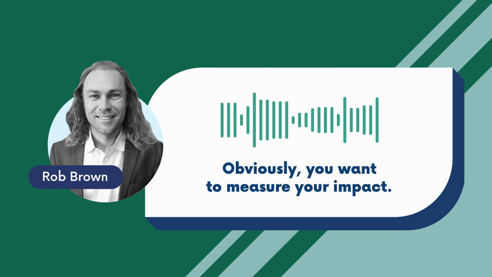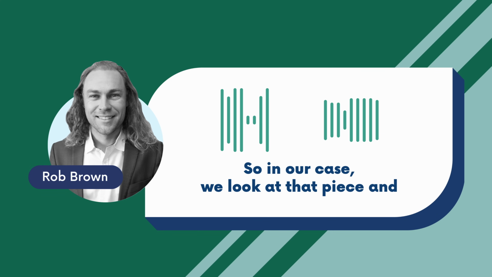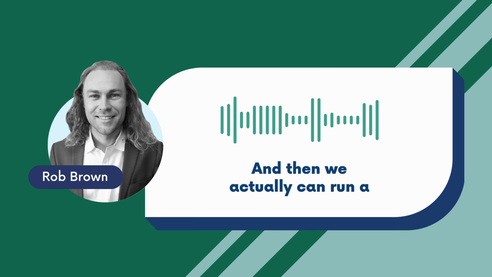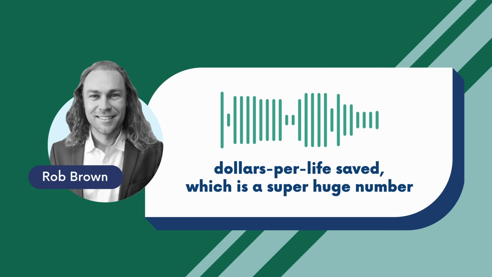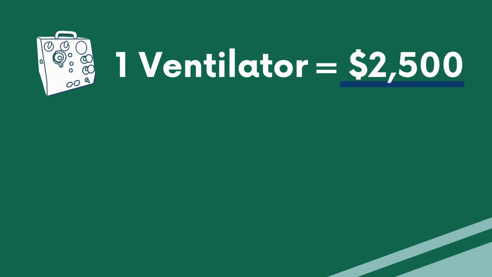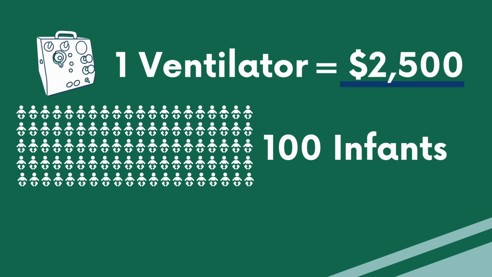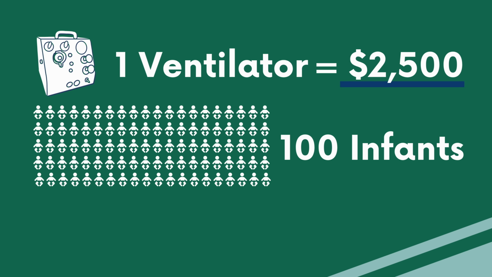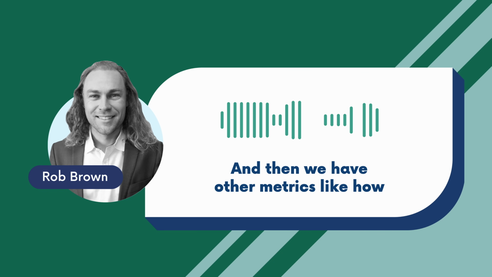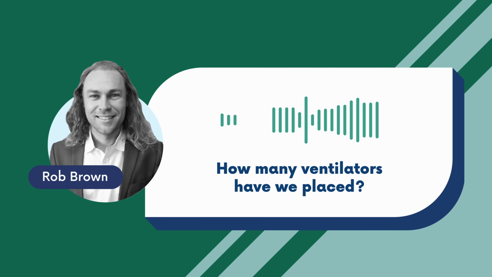Obviously, you want to measure your impact. So in our case, we look at that piece and we say, how many lives have we saved? And then we actually can run dollars per life saved, which is a super huge number because we can place a ventilator for $2,500 that may save 100 lives. And so that's only $25 per one life saved. And then we have other metrics like how many people have we trained? How many ventilators have we placed?